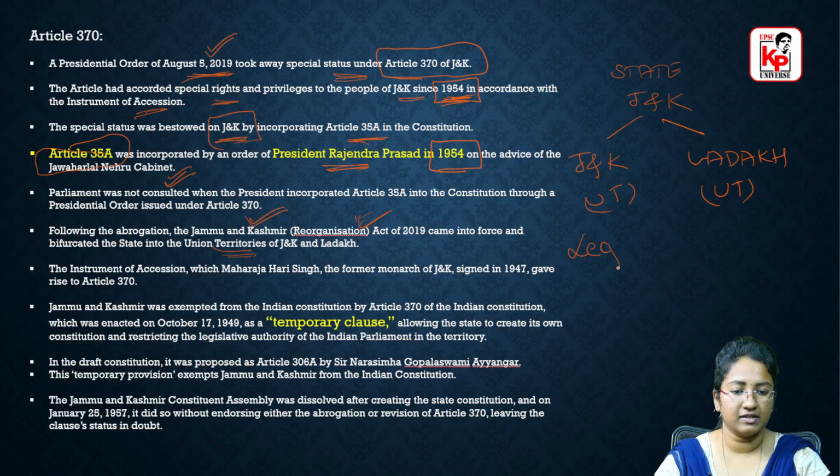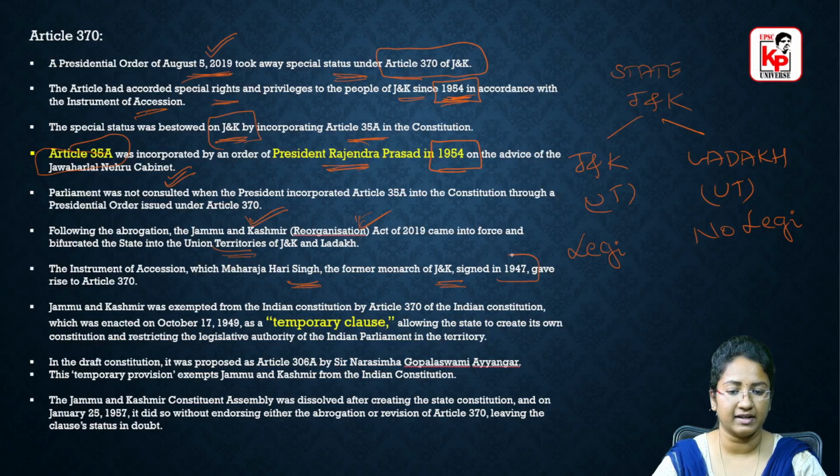So this is having a legislature, and this is having, there is no legislature for Ladakh, right? So do remember this. The instrument of accession which Maharaja Hari Singh, the former monarch of Jammu and Kashmir, signed in 1947, this has given rise to Article 370.